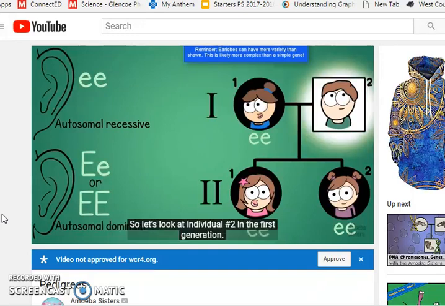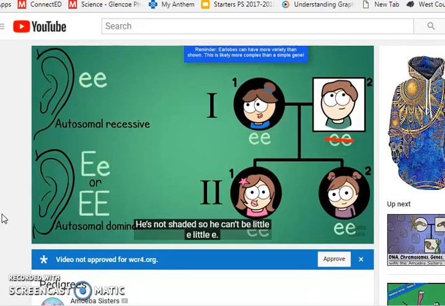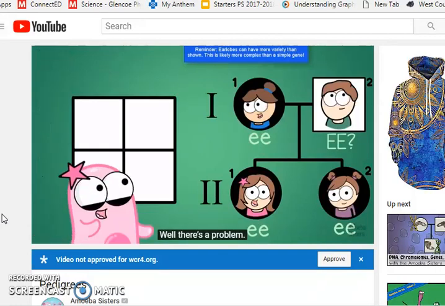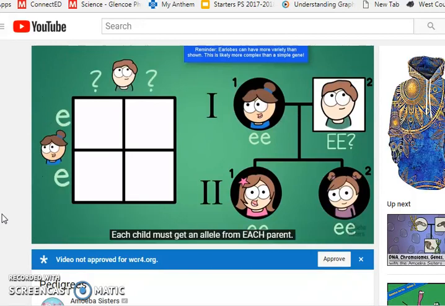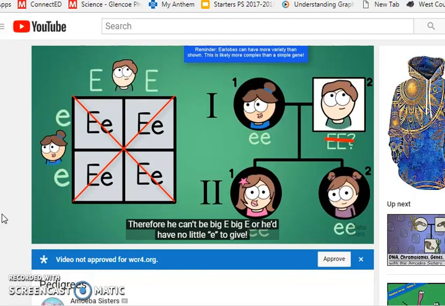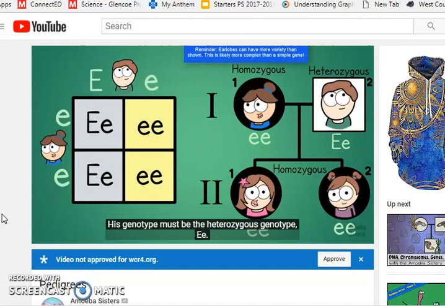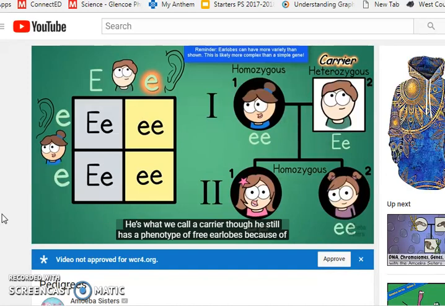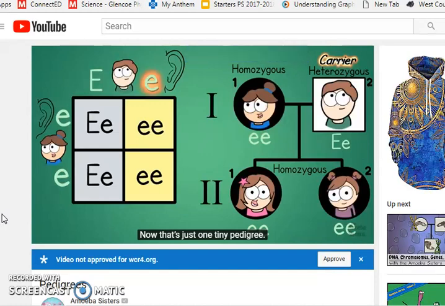So let's look at individual 2 in the first generation. That's our father. He's not shaded, so he can't be little e, little e. What about big E, big E? Well, there's a problem. See his children? Us? Each child must get an allele from each parent. So if I received a little e from my mom, then I had to get the other little e from my dad. Therefore, he can't be big E, big E, or he'd have no little e to give. His genotype must be the heterozygote genotype, big E, little e. He's what we call a carrier, though. He still has a phenotype of free earlobes because of that one capital, but he carries the lowercase allele.